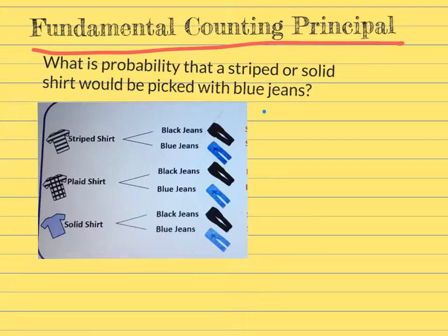All right, let's see if you can do this on your own. So the question is, what is the probability that a striped or solid shirt would be picked with blue jeans? And this would be, let's say that someone was picking this for you at random. So what's the probability that they'd get a striped or solid shirt and blue jeans? So see if you can figure out that probability.